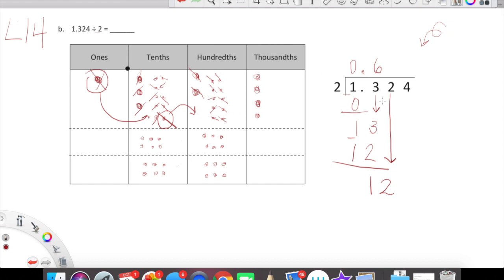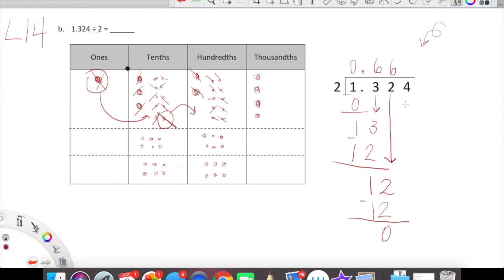Okay, let's connect this to the standard algorithm. How many 2's go into 12? Well, 6 2's go into 12. In turn, 6 times 2 is 12. What is the difference when we take 12 from 12? It is 0. We had 0 left in our hundredths place value.